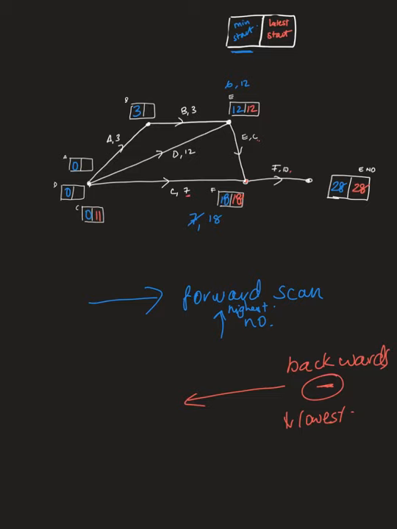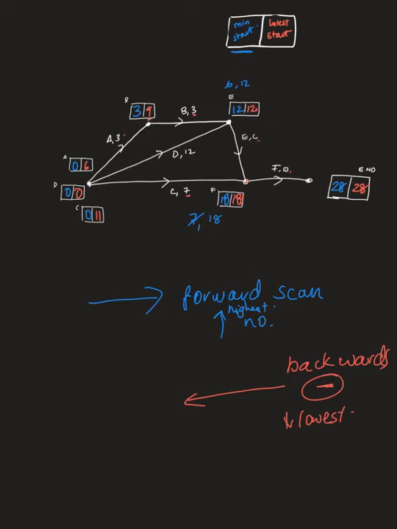All right, so E up here, 12 minus D for 12 is 0. And 12 minus 3 for B is 9. And 9 minus 3 for A is 6. So that is the forward and backward scan completed.